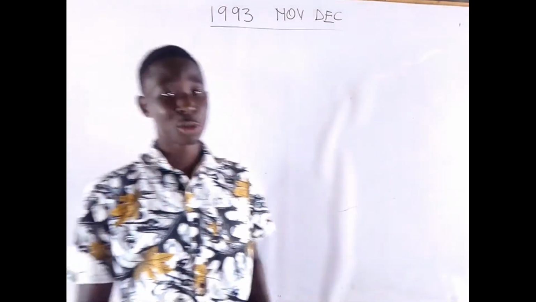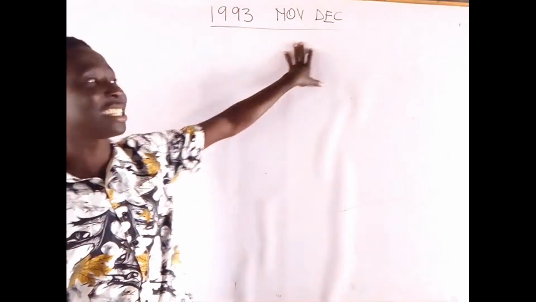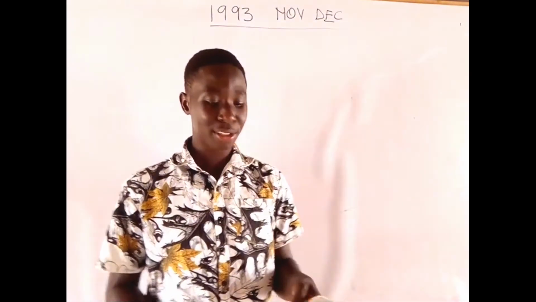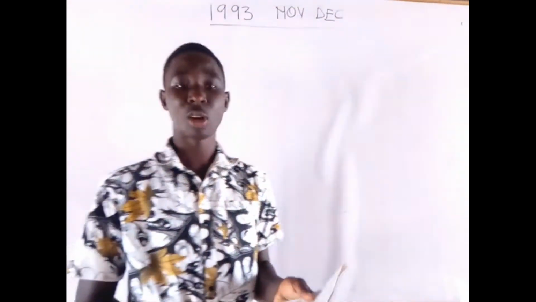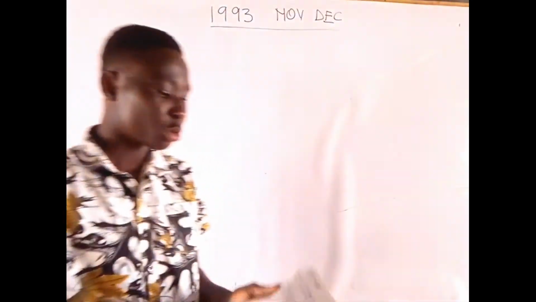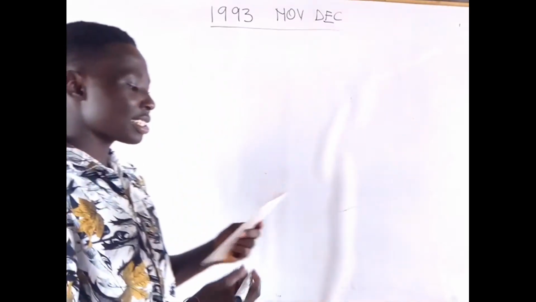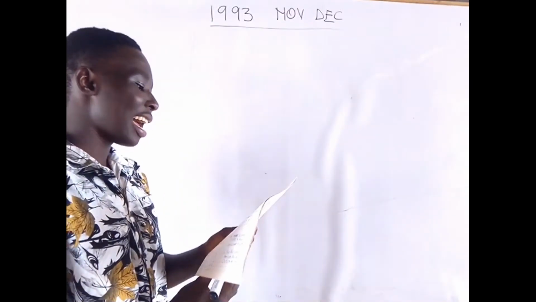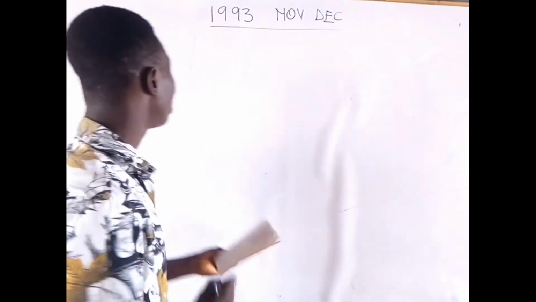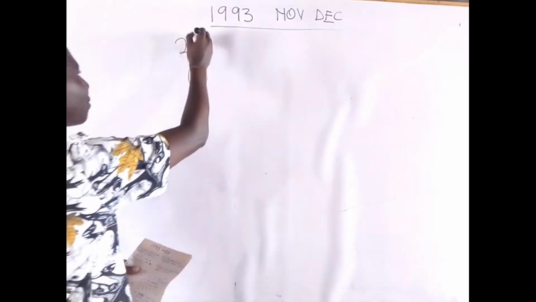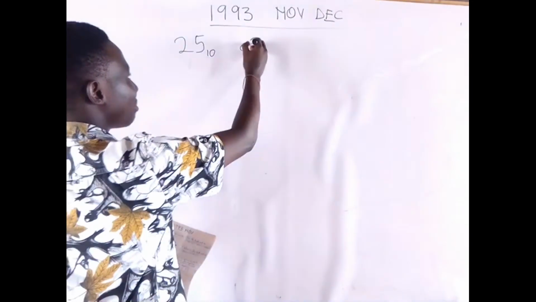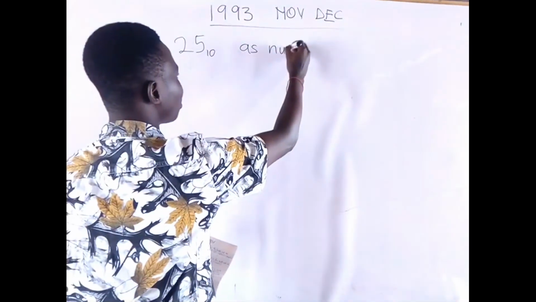In this video, I'm going to take you through 1993 Nov Dec questions. But for this video, we are going to go through the objective type questions. So now, let's start with number 1. Express 25 base 10 as a number in base 2. So we have to express 25 base 10 as a number in base 2.